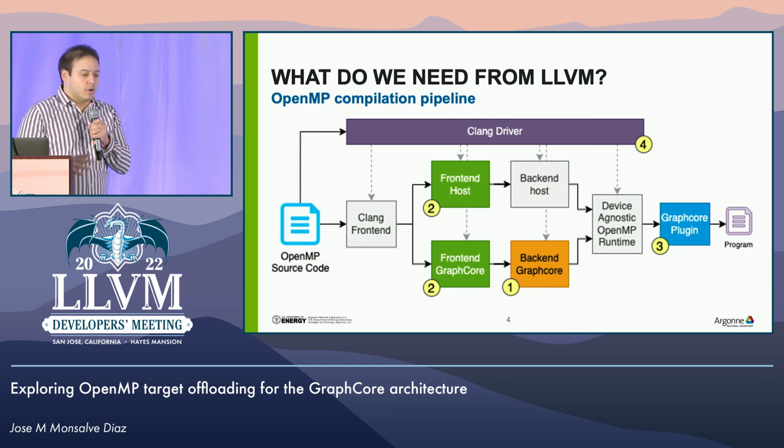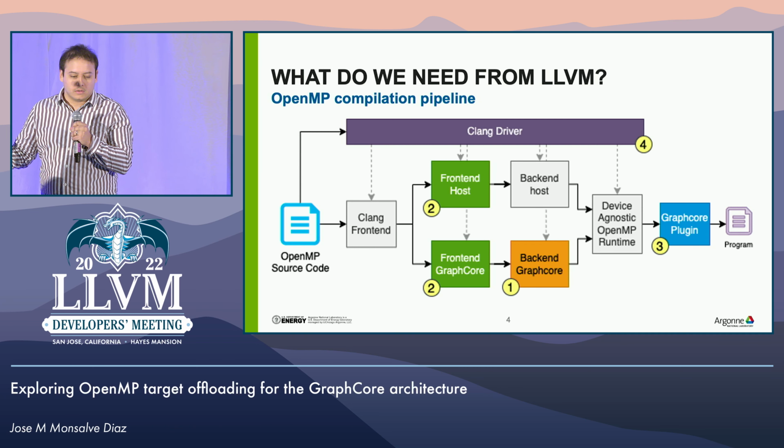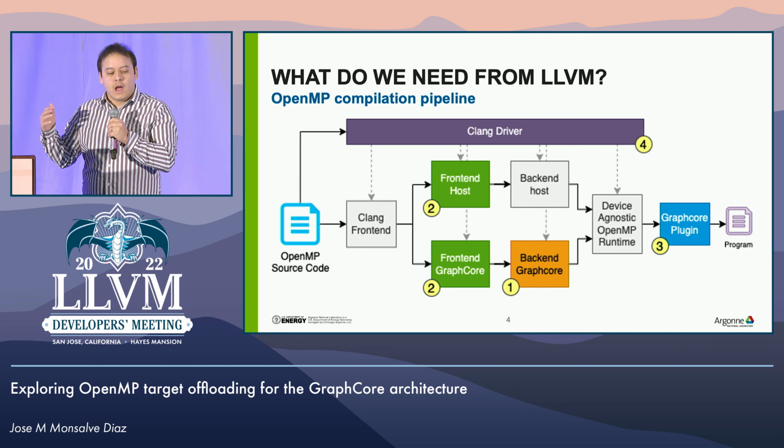There are going to be 4 modifications that are necessary for implementing this. The first one is we are going to need a backend for the GraphCore IPU architecture. We're going to need to modify the front end to take the OpenMP semantics and transform it into that backend. We're going to need a GraphCore plugin in the OpenMP runtime, and we need a clang driver that will drive the execution of all that.